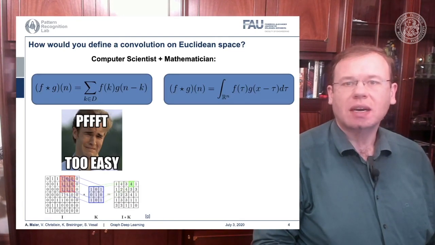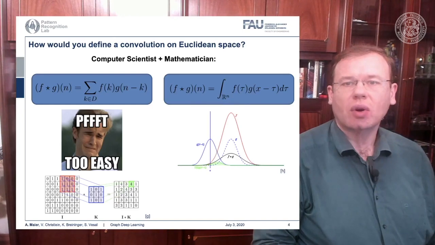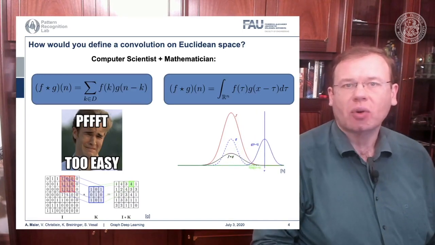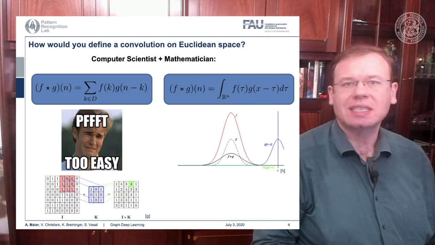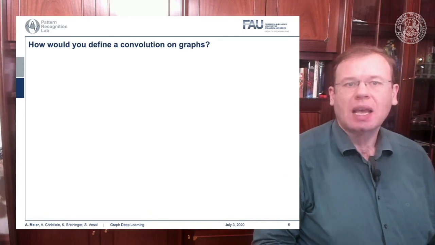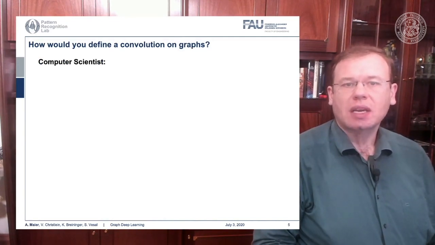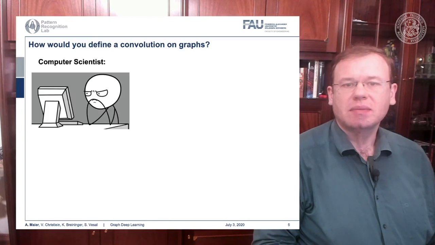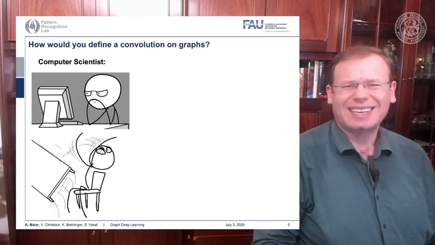And I brought an example here. So if you want to convolve two Gaussian curves, then you essentially move them over each other, multiply at each point and sum them up. And of course, a convolution of two Gaussians is a Gaussian again. So this is also easy. So how would you define a convolution on graphs now? The computer scientist thinks really hard, but what the heck?